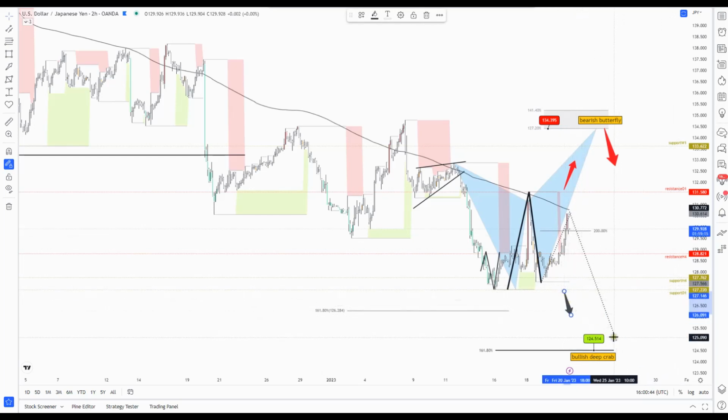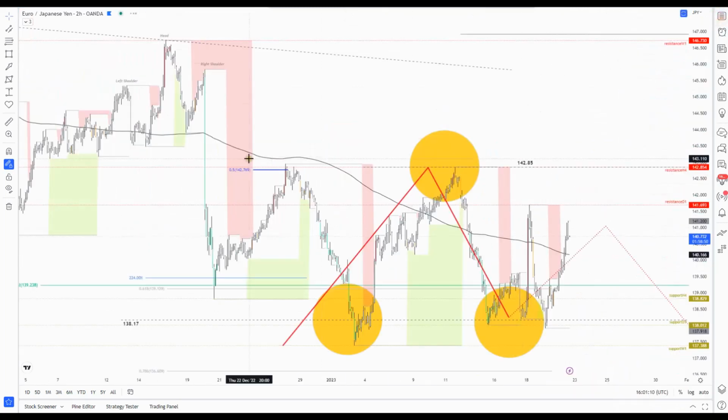And as I suggest here, a clear violation of this support, and I will pay attention to the eventual formation of a bullish deep crab pattern, which is now projected at 124.51. So both situations are possible: below the support, bullish crab; above the resistance, bearish butterfly.